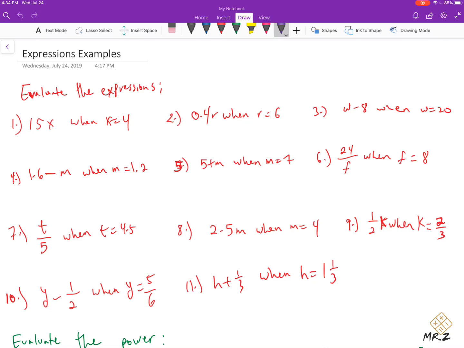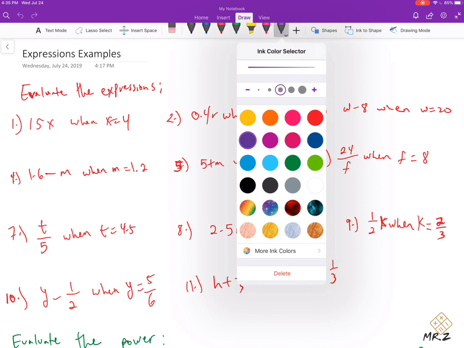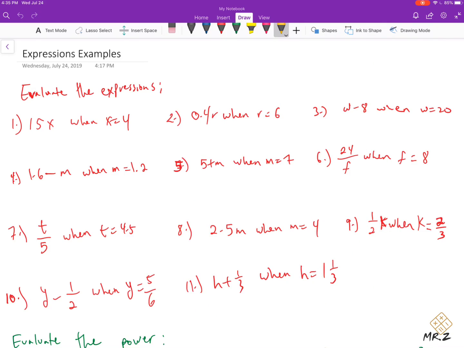Let's get started. Let's see, let's pick a color here. You know what, let's just go with, I don't know, yellow? Maybe yellow. You know what, let's do blue.